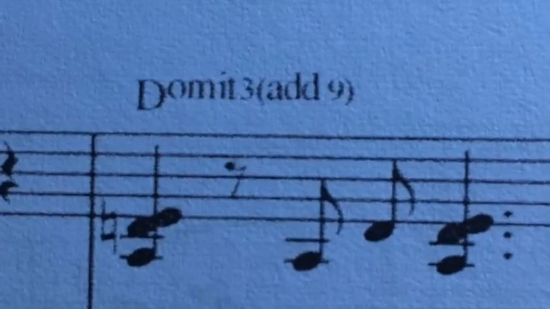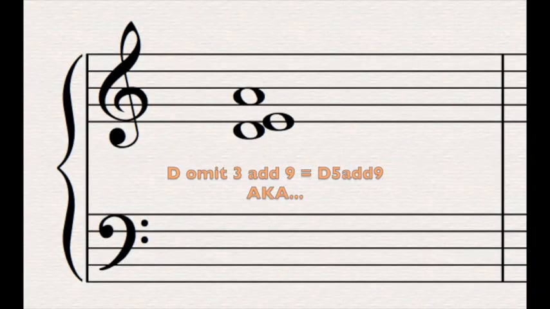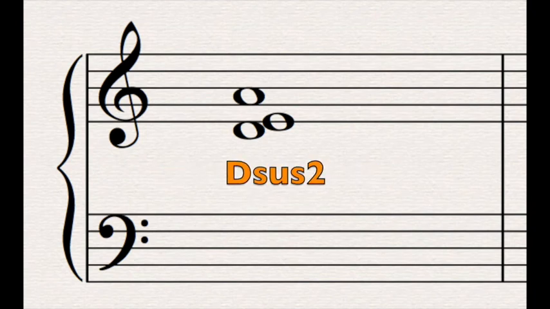D omit 3 add 9. Now I have seen this chord before in a published score. Technically it isn't wrong, as unlike the previous two examples there are no extensions that contradict each other. However, it is unnecessarily long and it can be much shorter. D omit 3 is a D5 chord, and then when you add a ninth you have D, E, and A. These are the notes of a D sus 2 chord. Much easier to read and far less to think about.